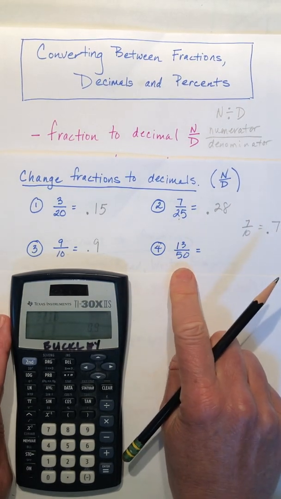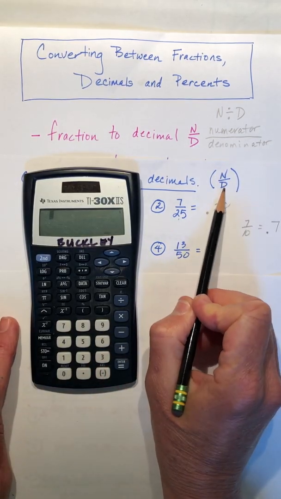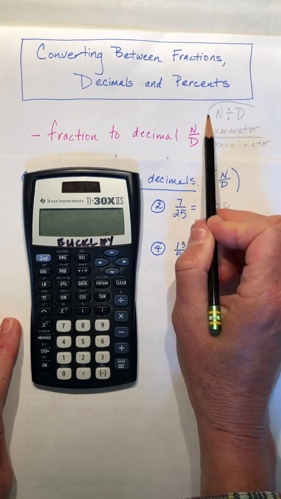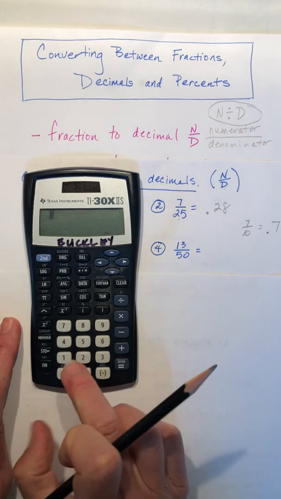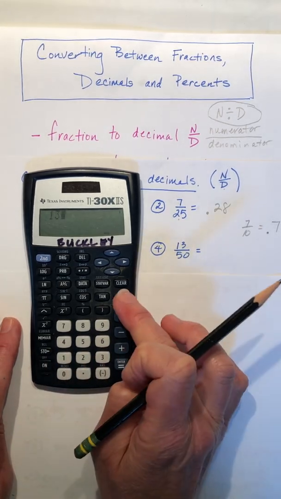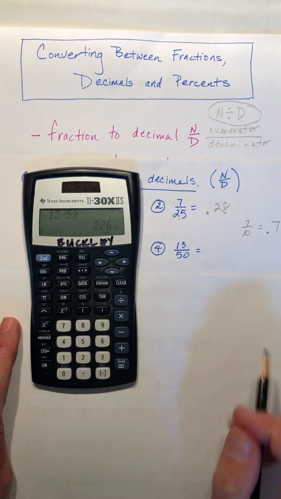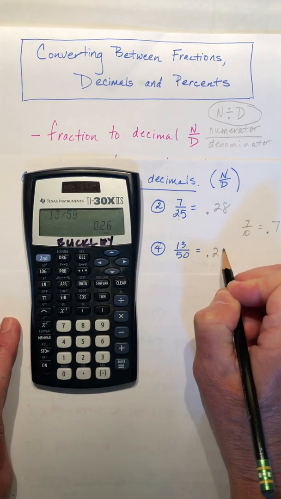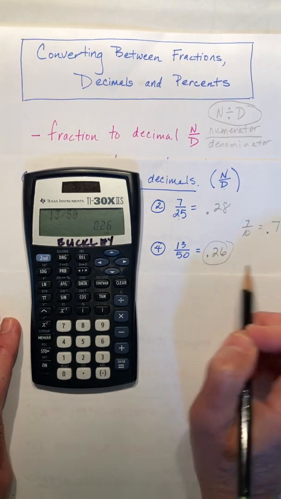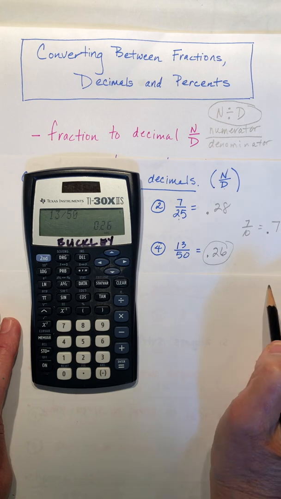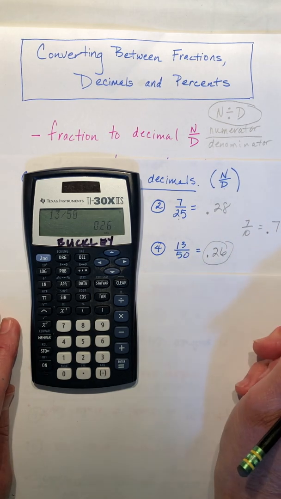Let's do 13/50. So again, I'm going numerator divided by denominator. If you want to think about it like this, by all means. So 13/50 means 13 divided by 50, which equals 0.26. And how do we read this value out loud? That is 26/100. So 13/50 has the same value as 26/100.